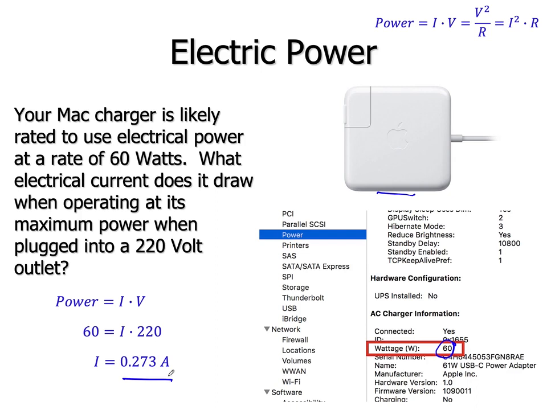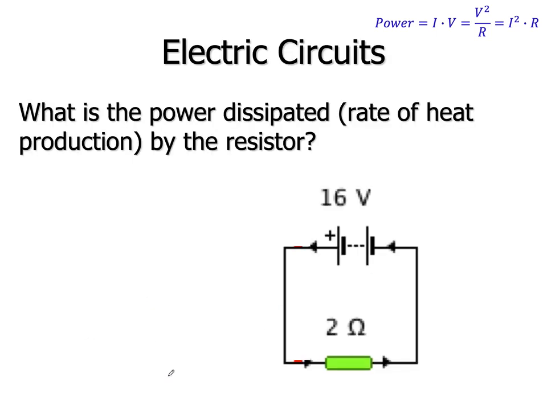I can't quite do the math in my head. Let's just call that a quarter of an amp. In that case, you could actually plug in 60 MacBook chargers in one circuit without tripping the circuit breaker, which is a lot. Not quite that many, but close.